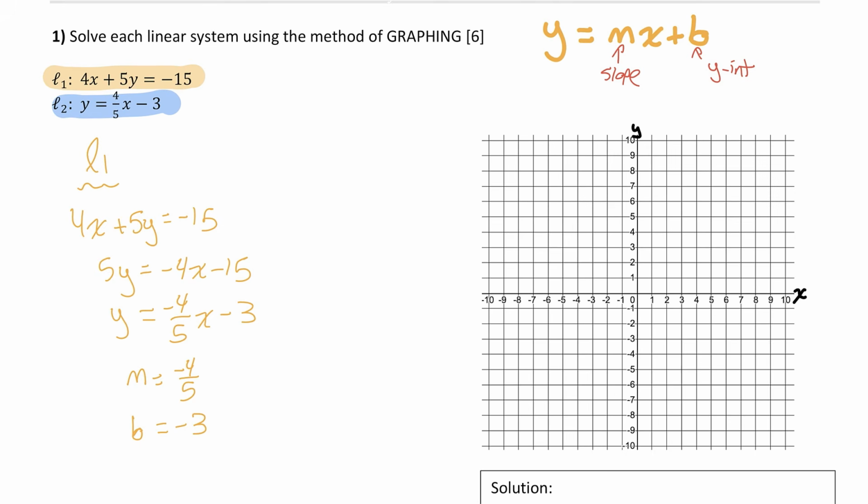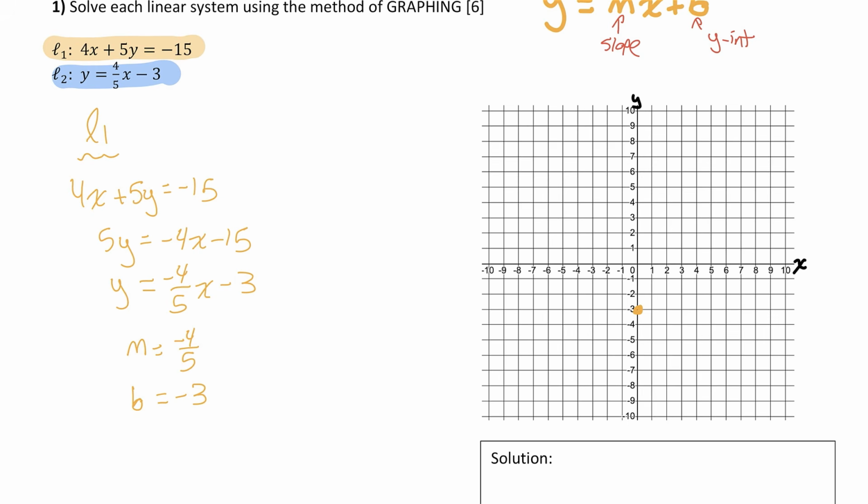So I start by plotting the y-intercept at negative 3, and then my slope is negative 4 over 5. That's rise over run, so I go down 4, and then run 5. I can plot a point to the other side by doing the opposite, going up 4, left 5. Connect all the points with a line, and there is line 1. I also need to graph line 2 and see where they intersect.